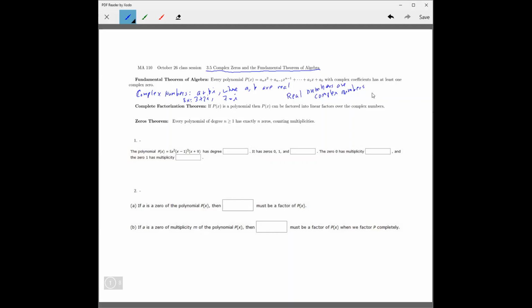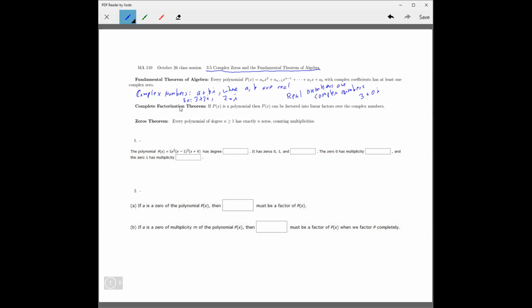Okay, so real numbers are complex numbers because, if you have a real number, let's say 3, that's a real number, right? Well, it's also 3 plus 0i. So it qualifies as being a complex number. So these coefficients could be real numbers, but a polynomial is going to have at least one complex zero.